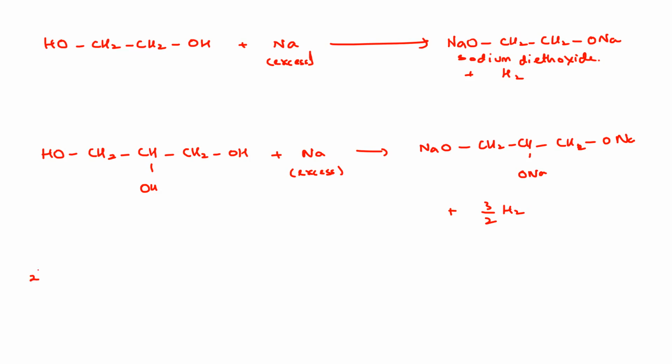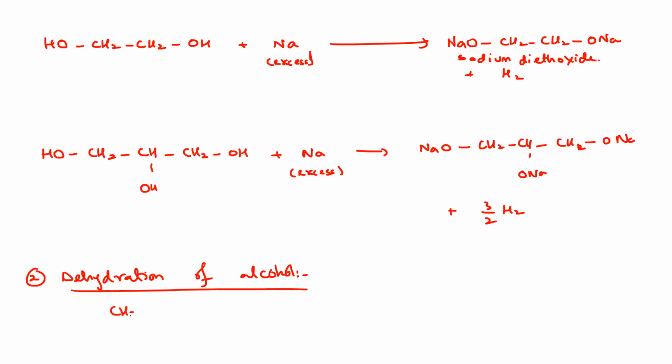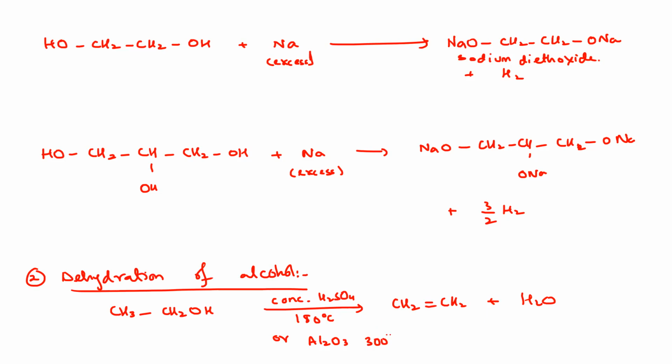Then, second reaction. This would be dehydration of alcohols. So what do we have if we dehydrate an alcohol? We'll remove the hydrogen, water. And then what would we do? So that would be an alkene. That's how we prepare an alkene. Concentrated sulfuric acid can be used at 180 degrees Celsius to dehydrate it, or we can use aluminum oxide at 300 degrees Celsius to dehydrate.